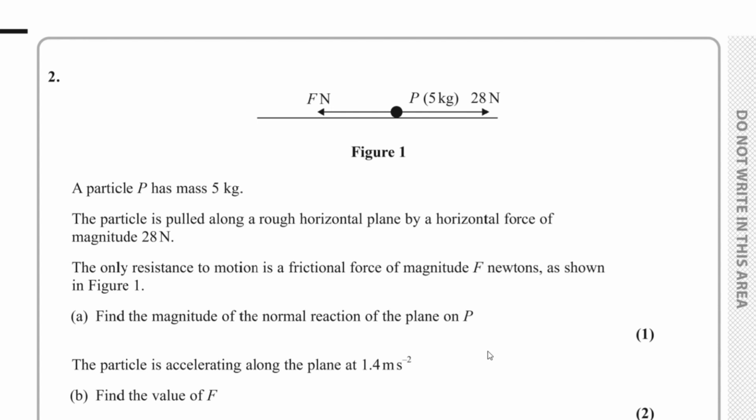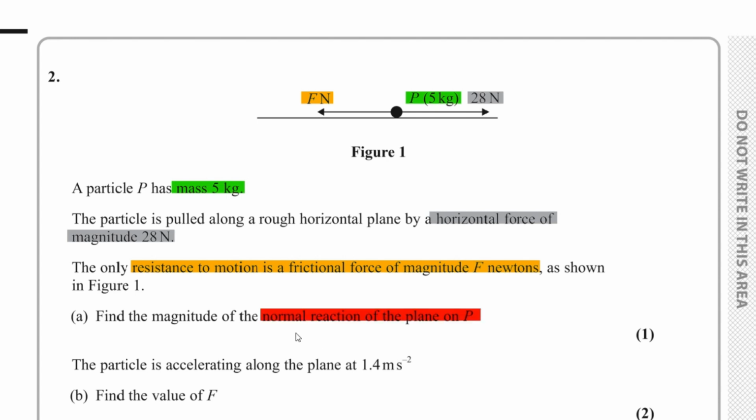To begin with, what we know is the particle P has a mass of 5 kilograms, as shown here. We've got this horizontal force of magnitude 28 newtons, shown here. We've got this resistance to motion, F newtons. We are finding the normal reaction. The normal reaction R is shown here.